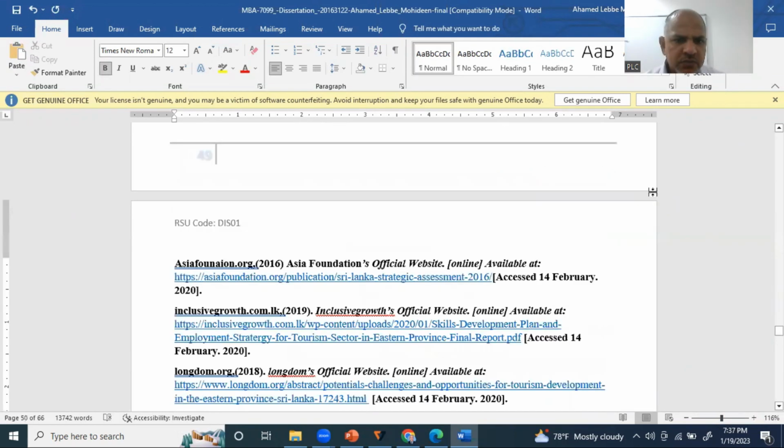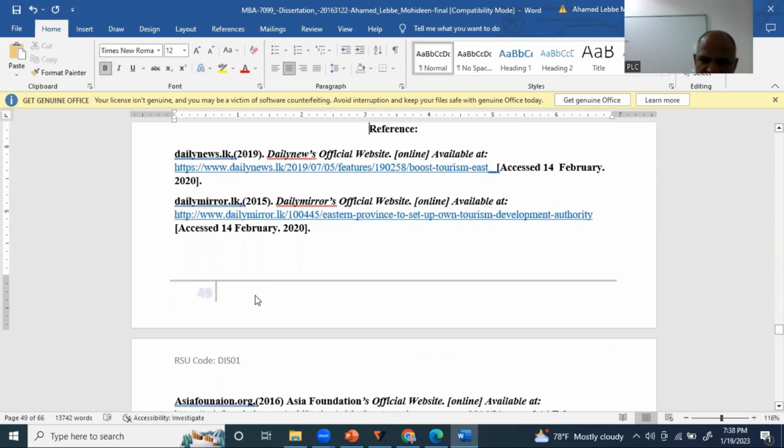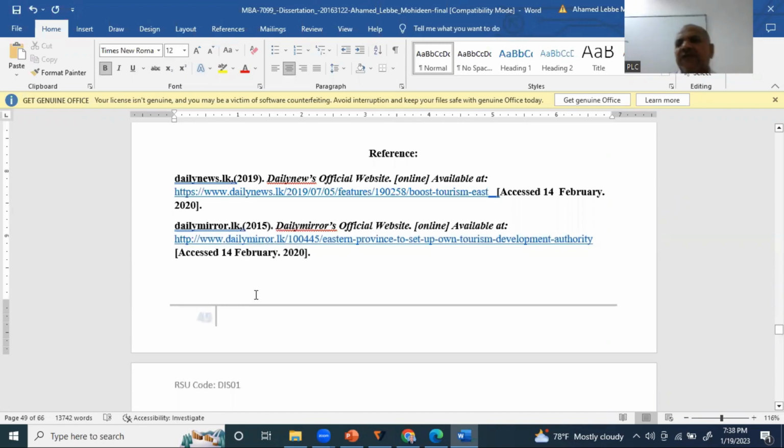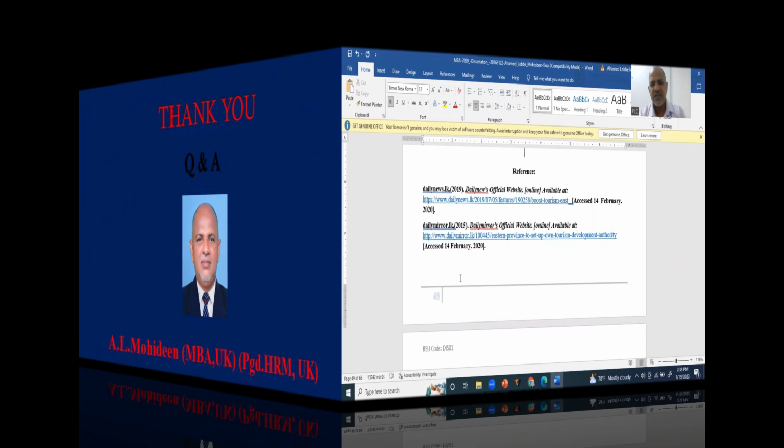Can you look at this? See, can you see this reference? Asia Foundation, this one. So from their official website, I have taken this idea. So wherever I take any information and write it in my research, there should be a reference at the back, in the reference list; you have to bring them. Okay? You understand?